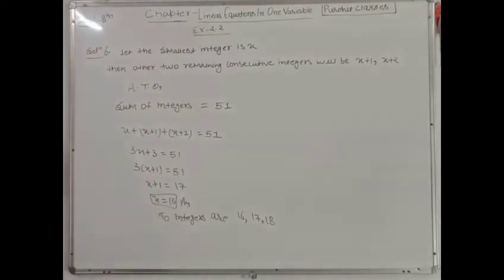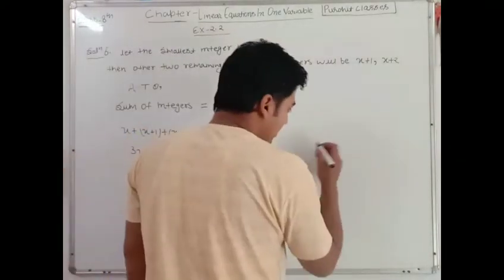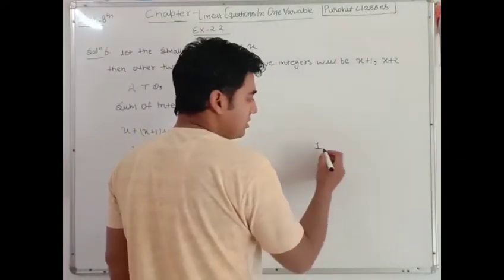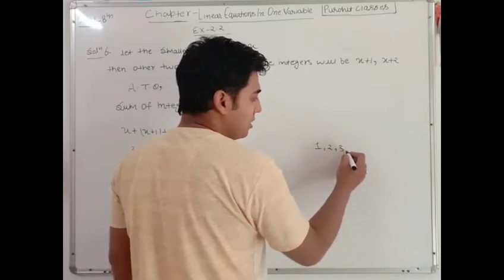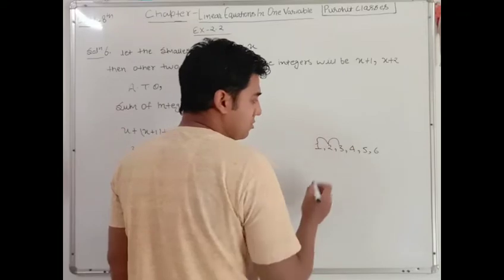Now let's see the next question, that is question number 6. It says three consecutive integers add up to 51, and we have to find the three integers. Look, consecutive means if the first integer is 1, then the second will be 2, and then 3, 4, 5, 6. Consecutive means one after another, you cannot jump.